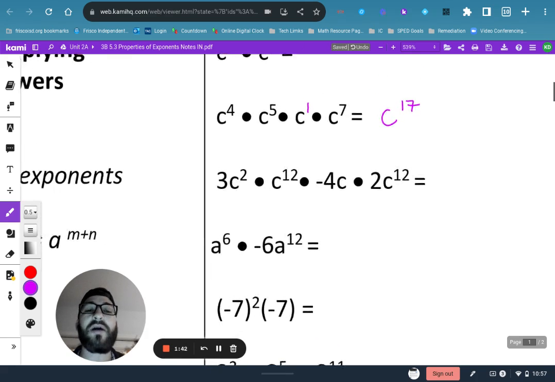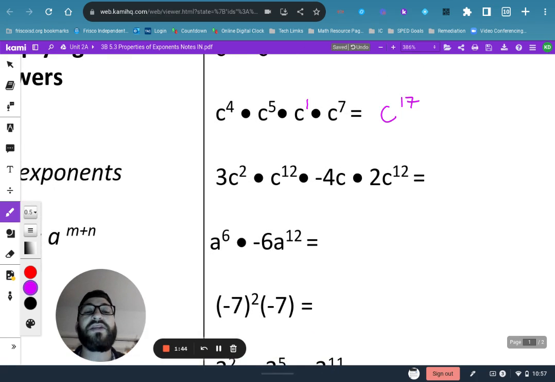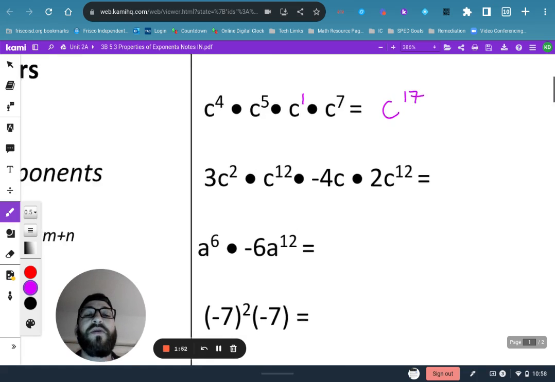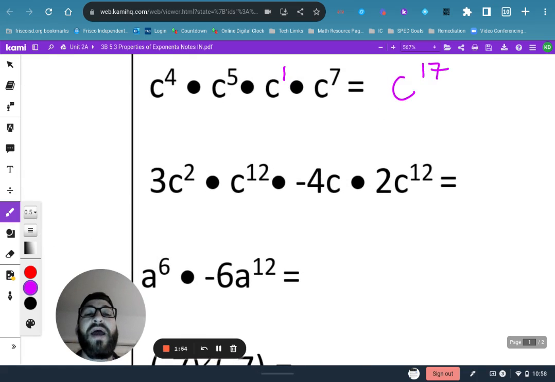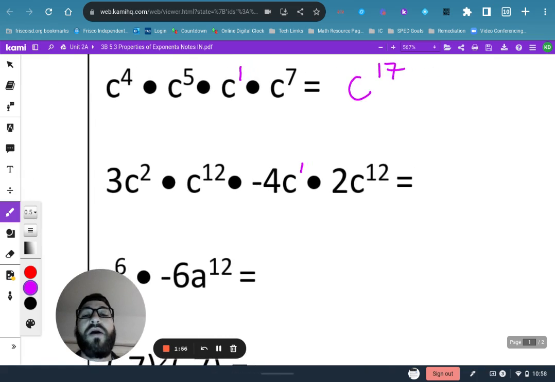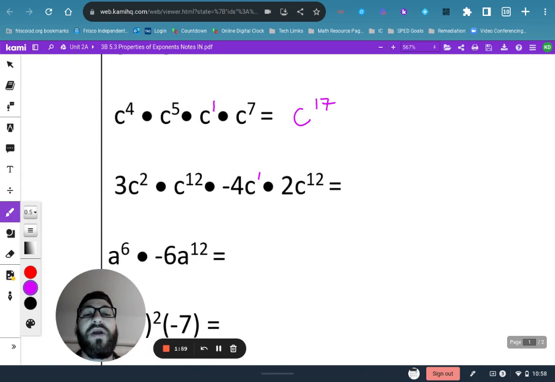Last thing I want to talk about is a situation like this fourth one. We have 3c squared times c to the 12th times negative 4c times 2c to the 12th. Just like last time, I want to make sure I add this 1 onto the c. And just like before, we're going to take our c's. They're all being multiplied, so we're going to add the powers. So 2 plus 12 plus 1 plus 12. 2 plus 12 is 14. Plus 1 is 15. Plus 12 is 27.